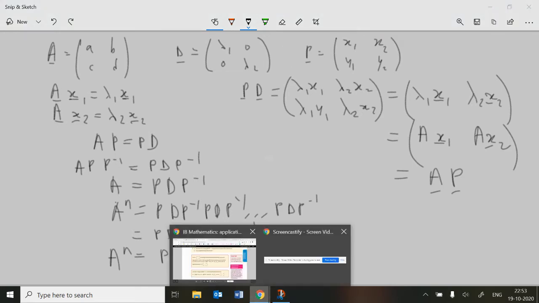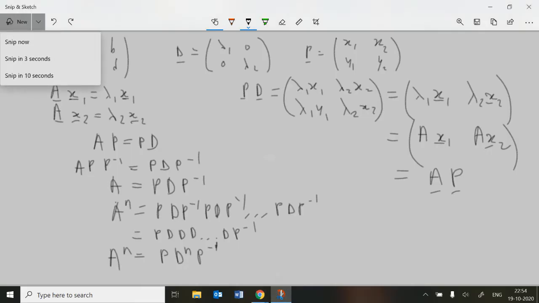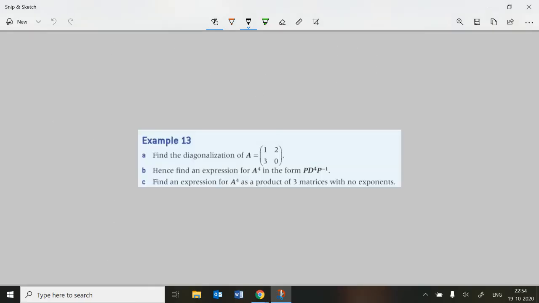Okay, so let's have a look at the question. So we're going to take example 13, of course, and let's take this one, and I'll try and do as much of this working out as I can, but obviously there's a lot of working out here, so I might show a little bit of what's in the question here as well. So it says, find the diagonalization of A. So that's what we've got to do to start off with. Now, diagonalization means, of course, that we're looking for our two eigenvalues in this case.